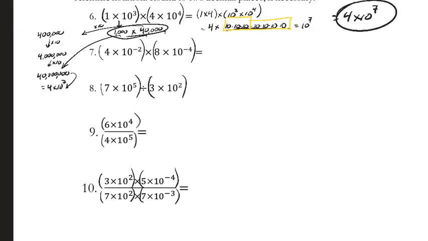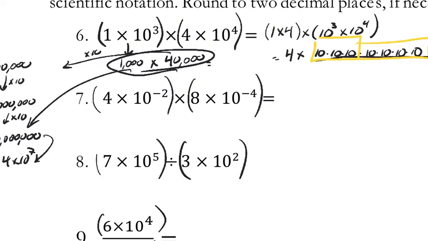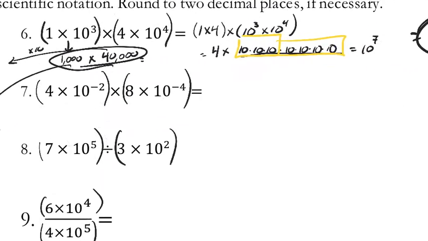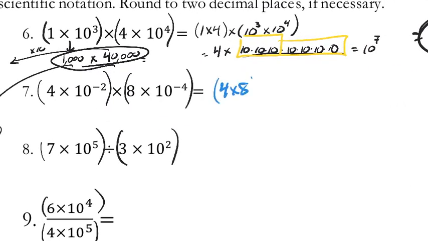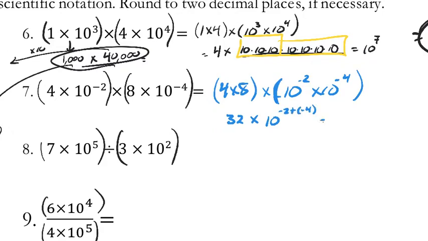For problem 7, we have same base, different powers. In this case, we have 4 times 8. I'm going to split it up that way: times 10 to the negative second times 10 to the negative fourth. 4 times 8 is 32. And now, again, just as we learned, we can add the exponents. So you have negative 2 plus negative 4, which is really negative 2 minus 4. And negative 2 minus 4 is negative 6.